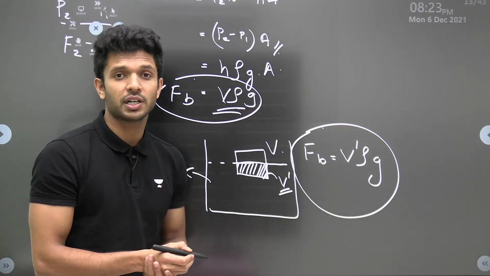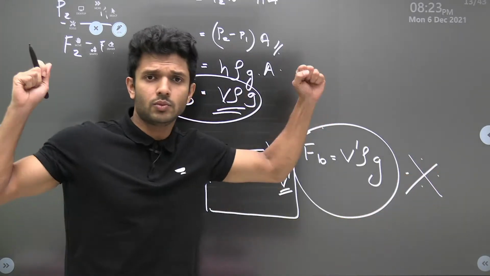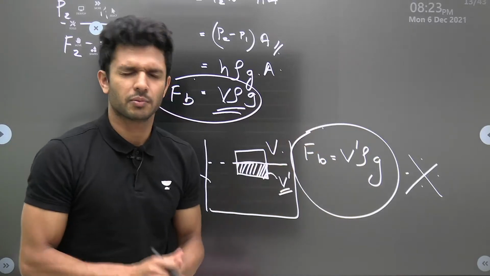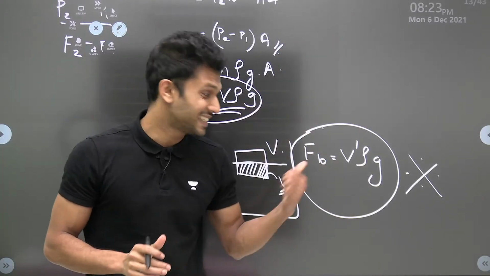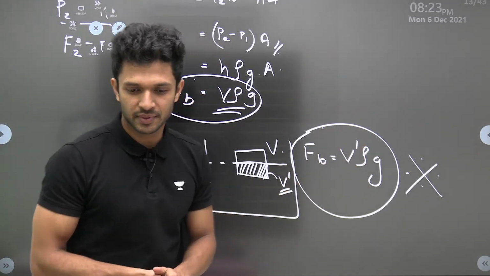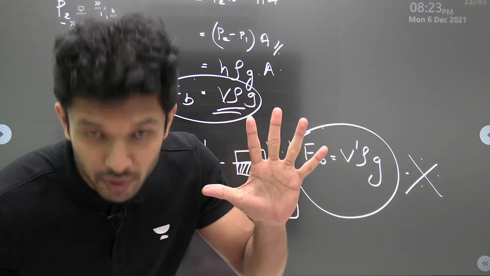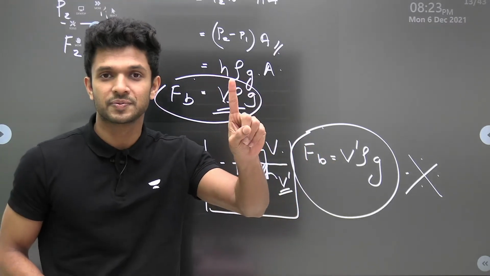This is another important point. Very important, very big, very important. Quickly note it down. It is V dash rho into g. Very important. Okay, 5 seconds for noting down. 5, 4, 3, 2, 1.